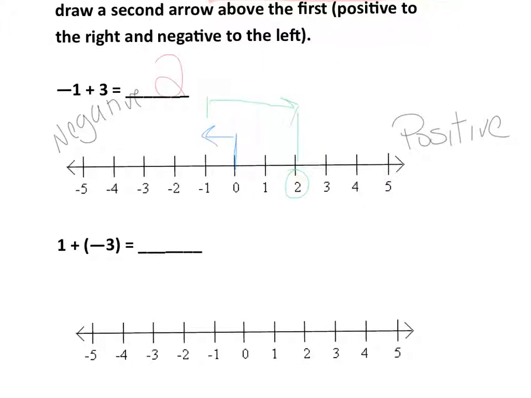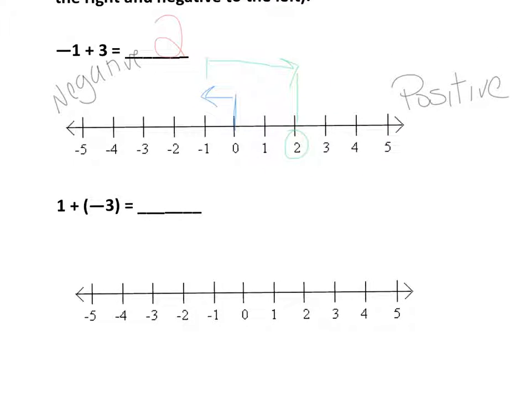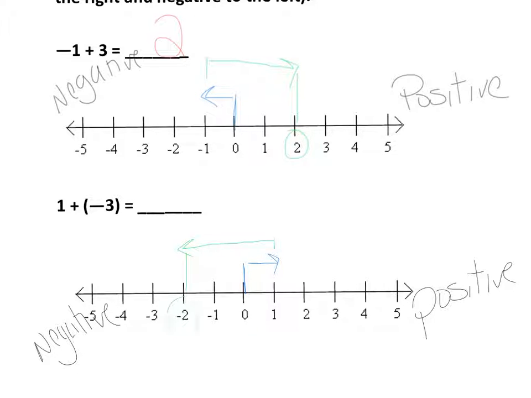Take a look at the second example. 1 plus negative 3. Once again, we note positive to the right, negative to the left. Starting out with positive 1, we start at 0 and we go to the right 1. We then want to add negative 3. Since it's a negative, we're going to start where we stopped and we're going to go back 3. 1, 2, 3. Note that where we ended up was negative 2. Therefore, the answer to 1 plus negative 3 is negative 2.